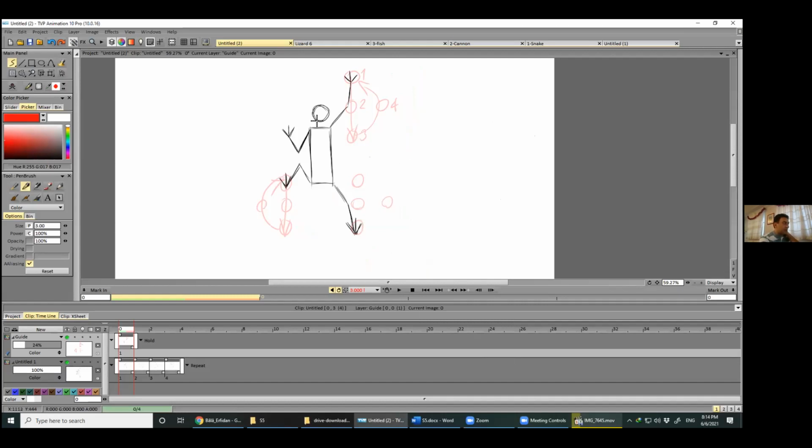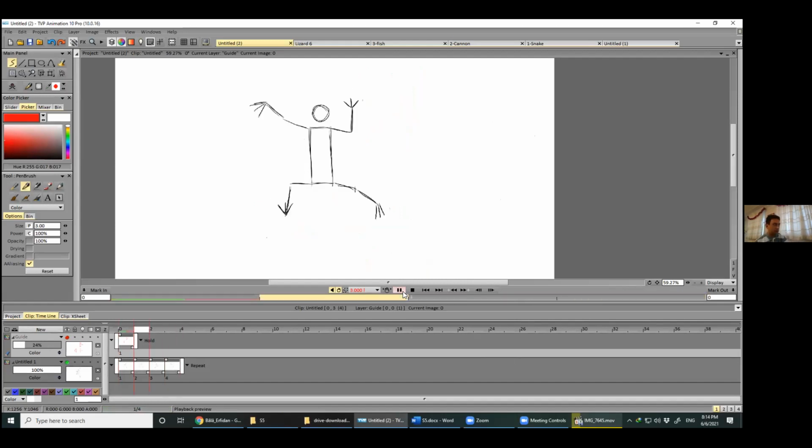Okay, let's talk about the body. As you see, the body doesn't move here, but in real life, the lizard's body is not a solid rectangle. It actually bends left and right.